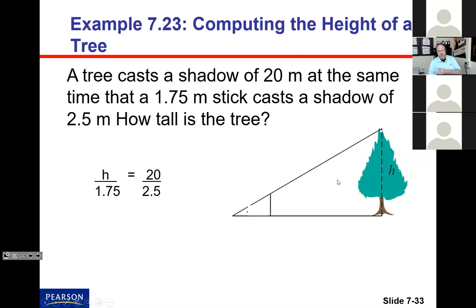And these will work out perfectly because it is a proportion. So how do we solve this? Well, we cross multiply, correct? So h times 2.5 and 20 times 1.75.